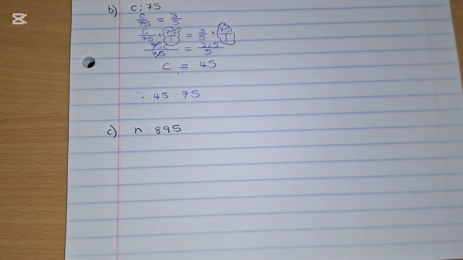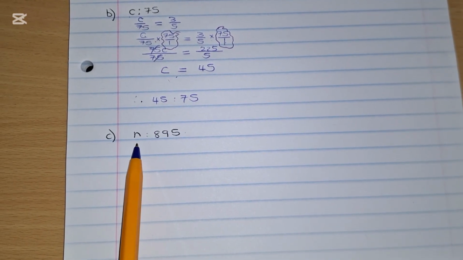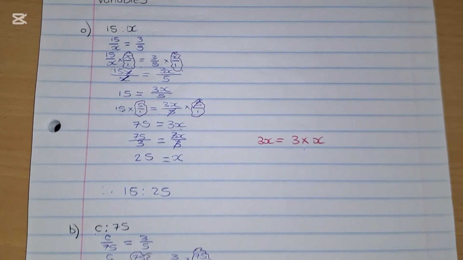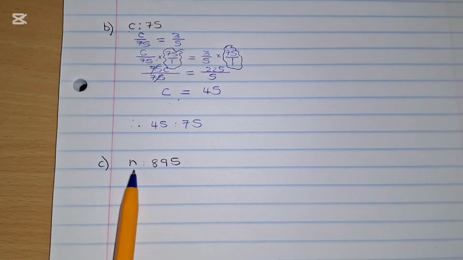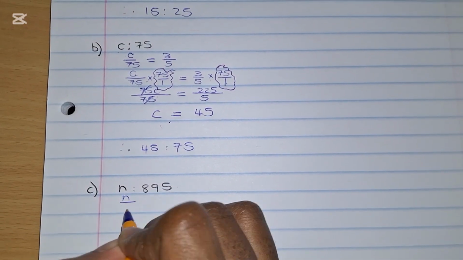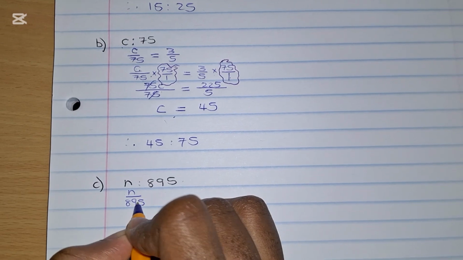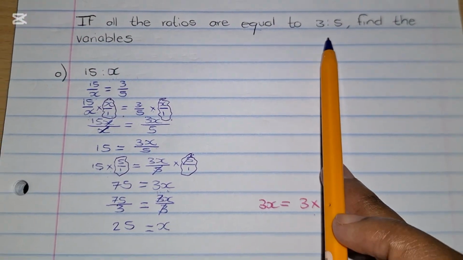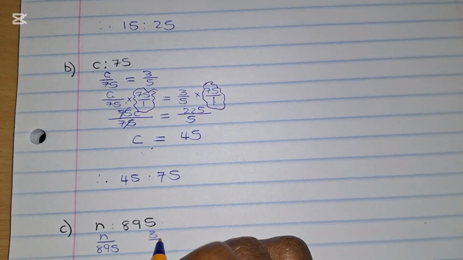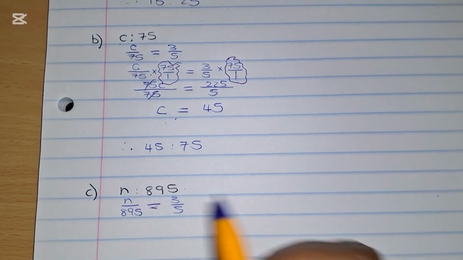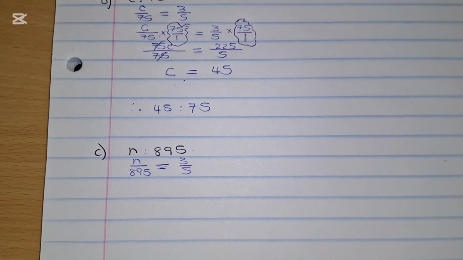Okay, now I have another one. I have now N is to 895. Exactly the same question. I just now need to find N. And if you've been following, we can write this as a fraction, as N over 895. And what is it equal to? 3 over 5. And then what did they say they are? Equal, meaning we write the equal sign over there.